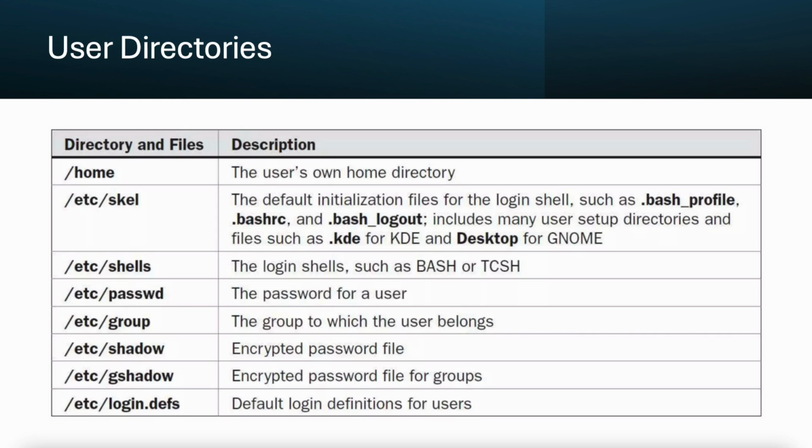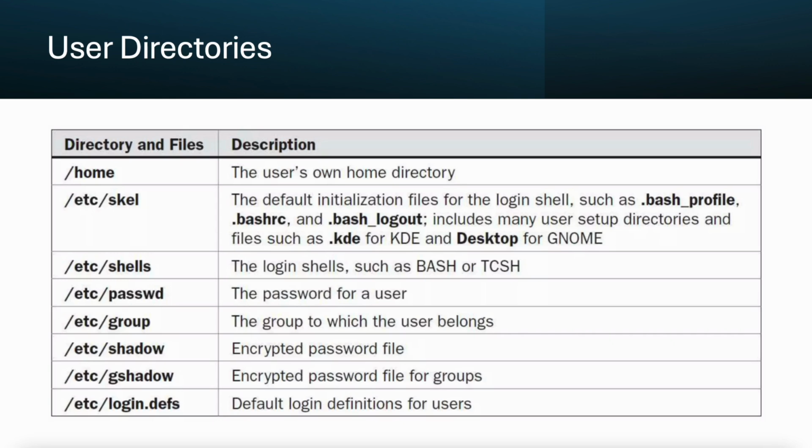There are a few directories and files which hold user and group related information. The first is /home. It is the user's own home directory, followed by /etc/skel, the default initialization files for the login shell. Next is /etc/shells. It stores the login shell information. Next is /etc/passwd. This file is responsible for storing the user-related information, followed by /etc/group. It stores the group information to which the user belongs.